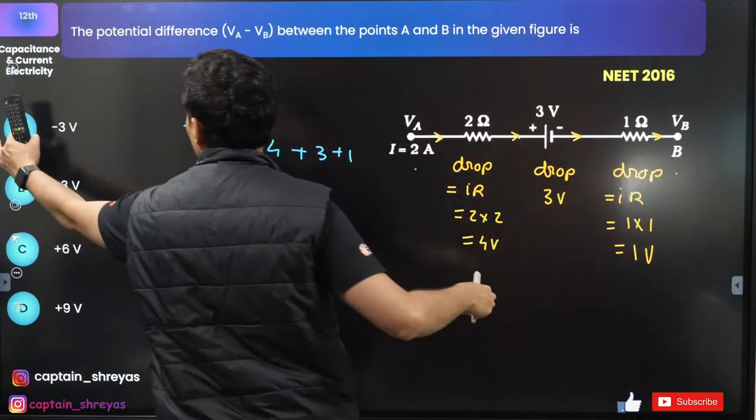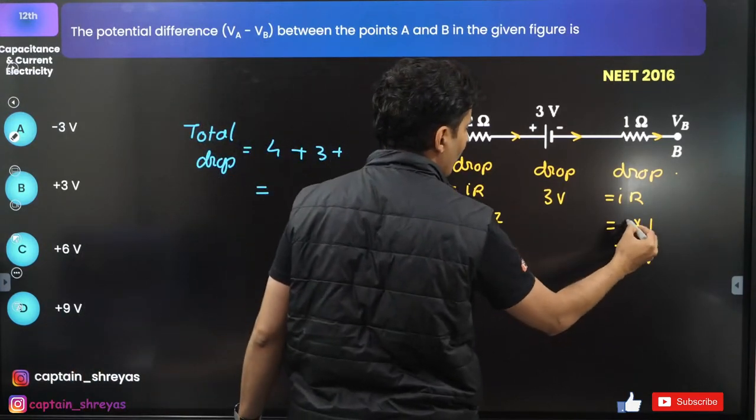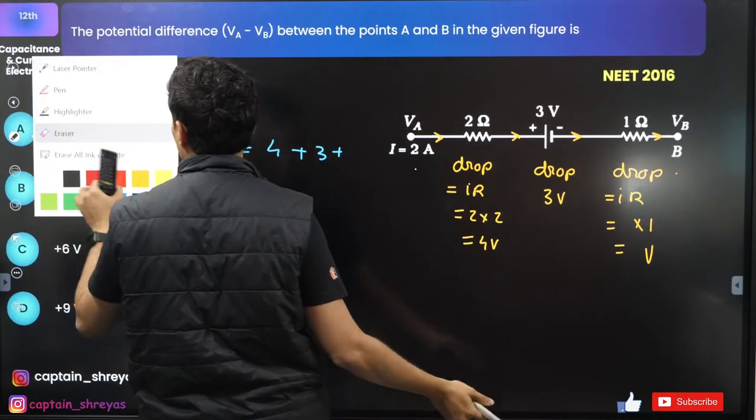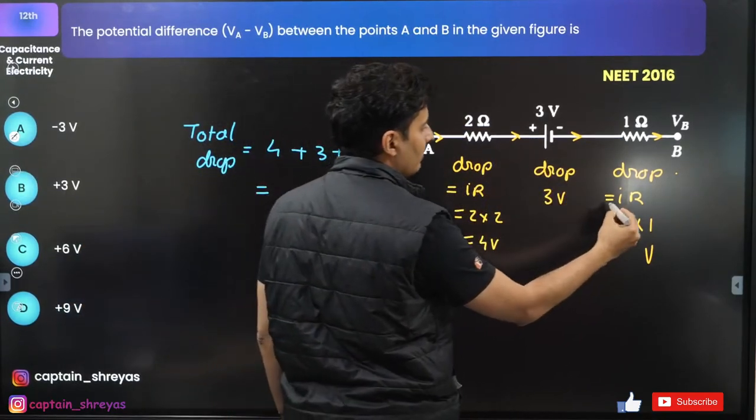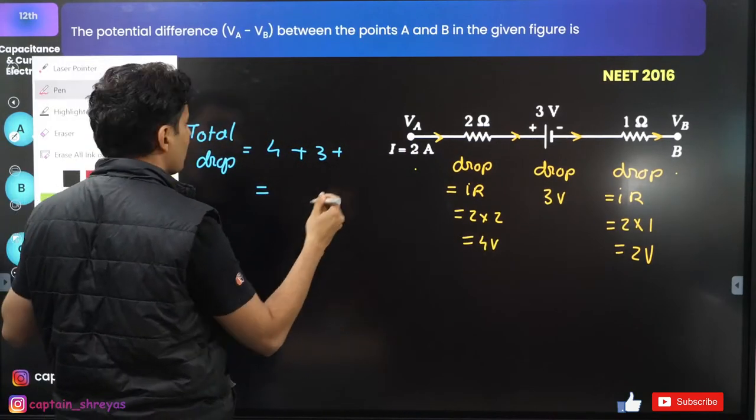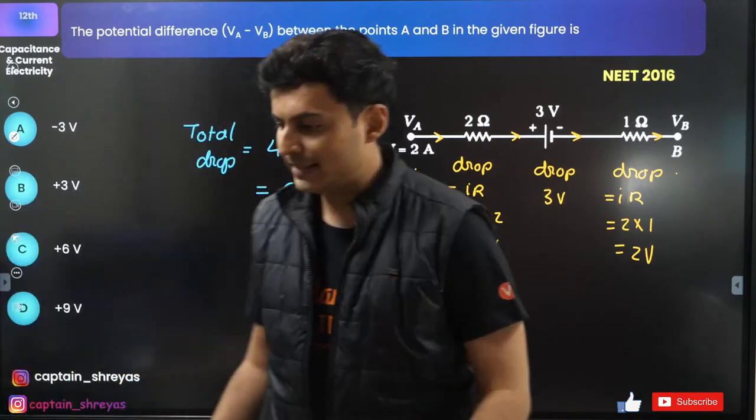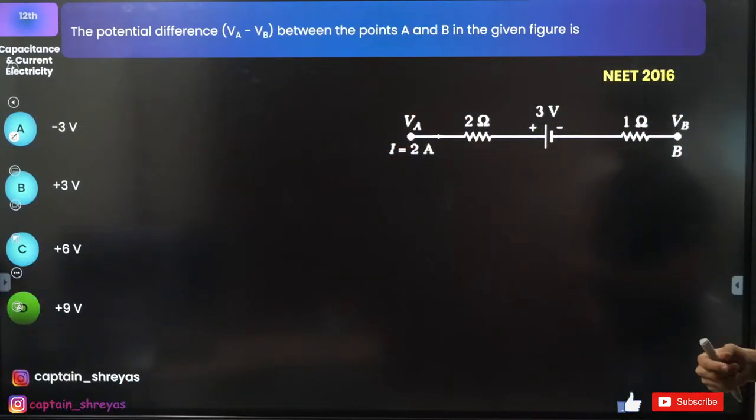I made a mistake. The current was not 1. I'm so sorry, guys. The current was 2. I took it as 1. My bad. So this is 2 into 1. So 2 volts. So this will be 4 plus 3 plus 2. So this is just going to be 9 volts. Yep. That's the answer. Perfect.